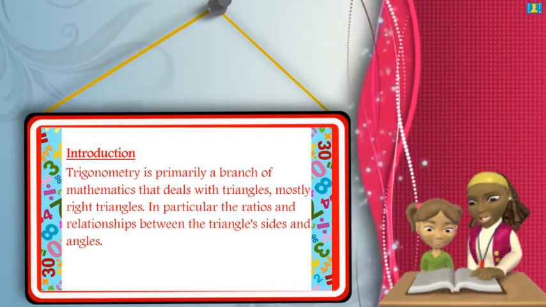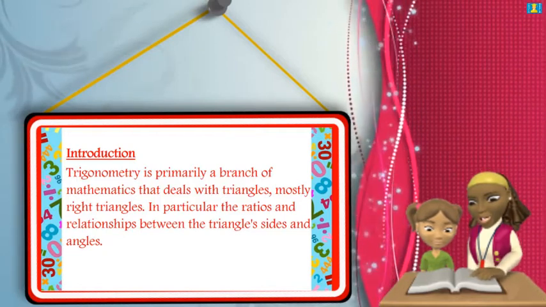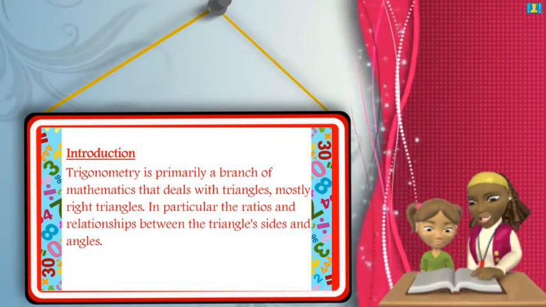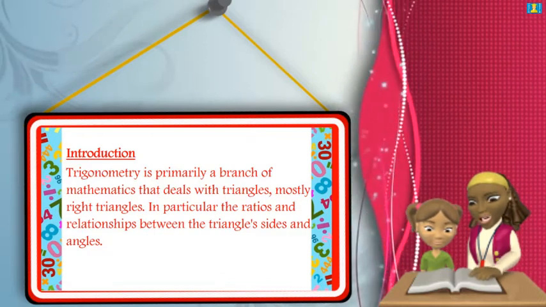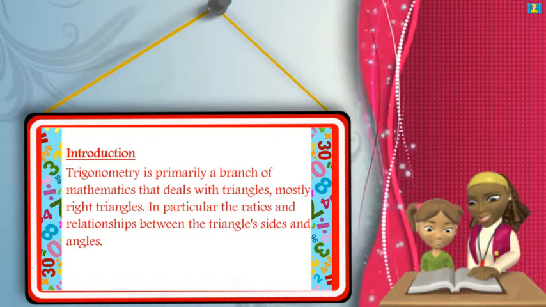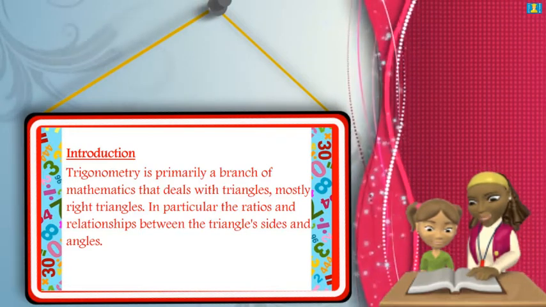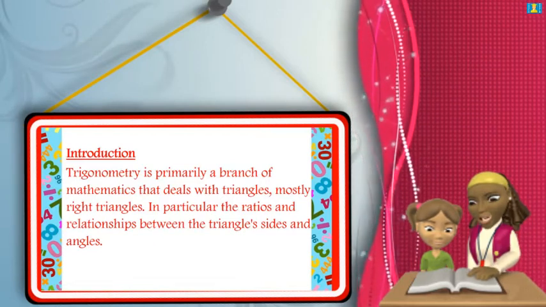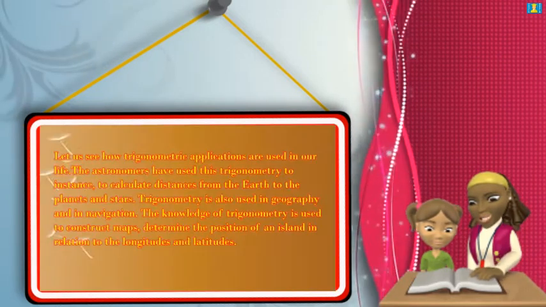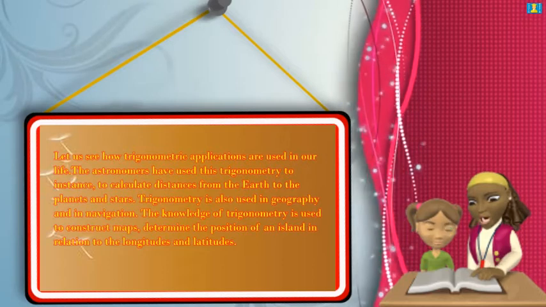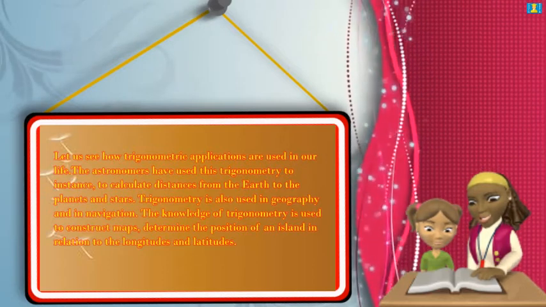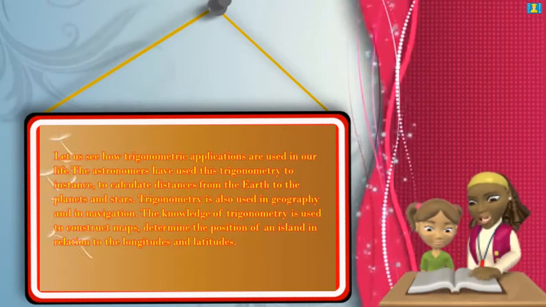Trigonometry is primarily a branch of mathematics that deals with triangles, mostly right triangles. In particular, the ratios and relationships between the triangles' sides and angles. Let us see how trigonometric applications are used in our life.